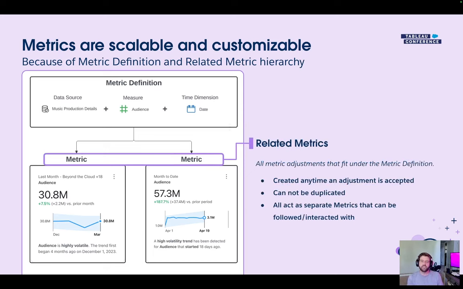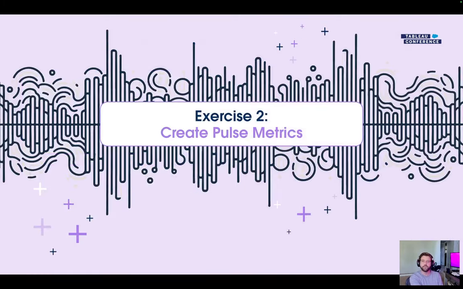But as you make adjustments and as you would like to filter these, what you're going to end up with are collections of related metrics. A related metric is created anytime an adjustment to a metric is accepted. And related metrics cannot be duplicated. So as your users need to see their metrics in new ways, you'll have a whole collection of related metrics on your site related to that initial metric definition.